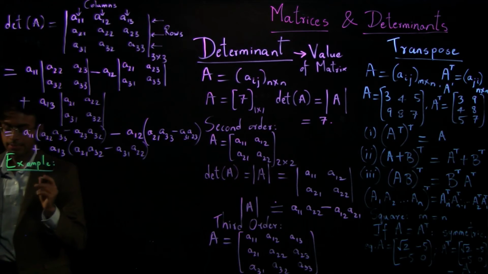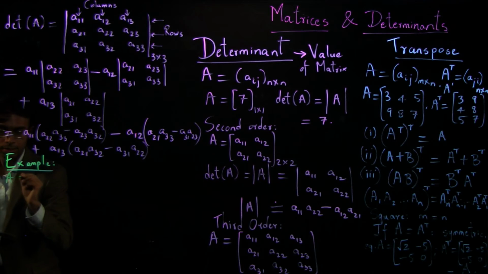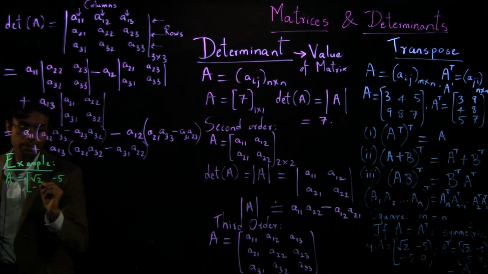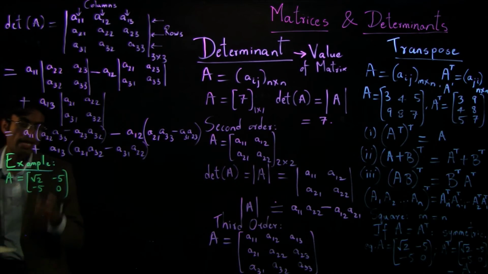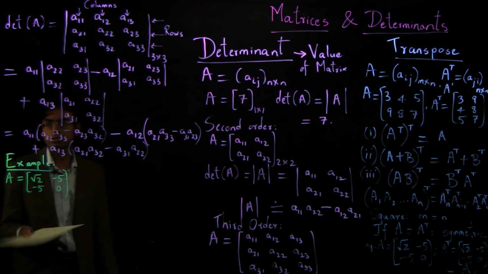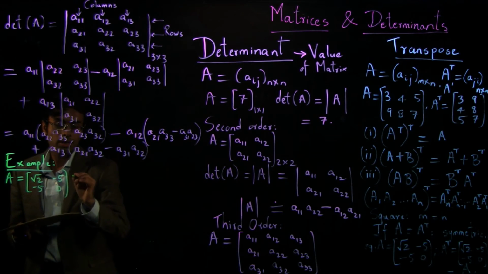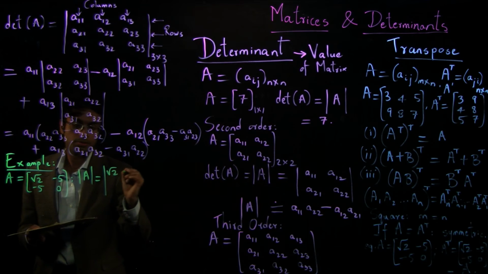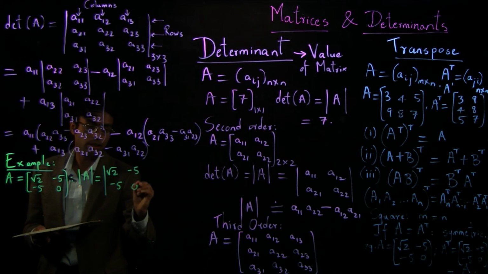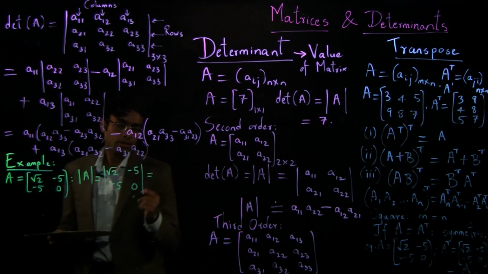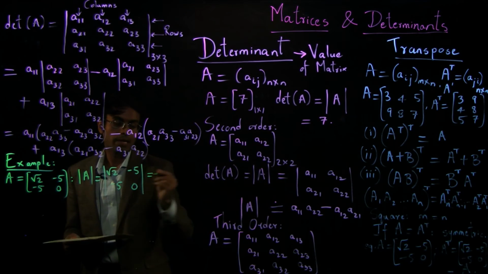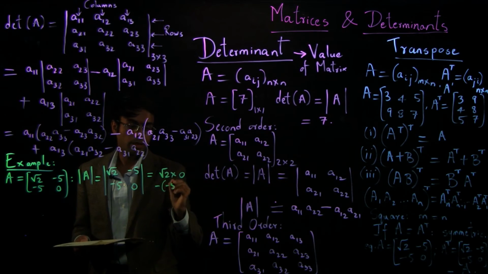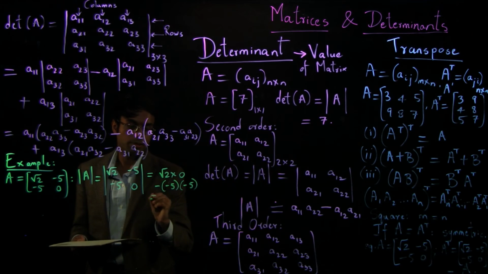So let's start off with a simple example of a second order determinant. So let's say someone gives you this matrix, root 2, minus 5, minus 5, 0, and asks you, well, can you determine the value of this matrix? So the way to do that is you write determinant of A as root 2, minus 5, minus 5, 0, and then using this operation, the value of this determinant is root 2 times 0 minus minus 5 times minus 5. So the value is minus 25.